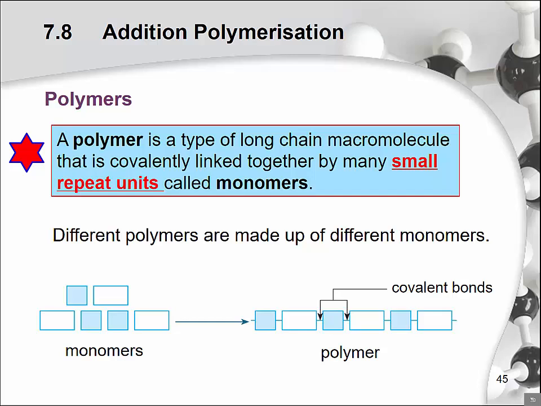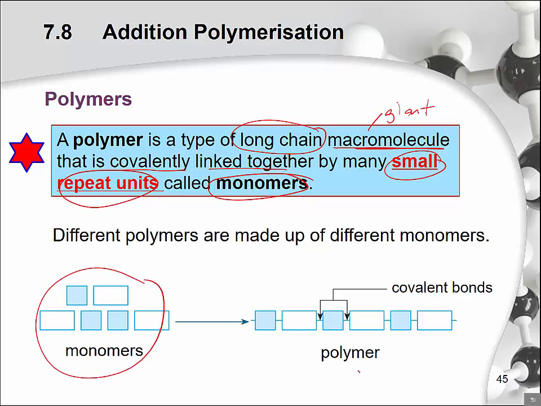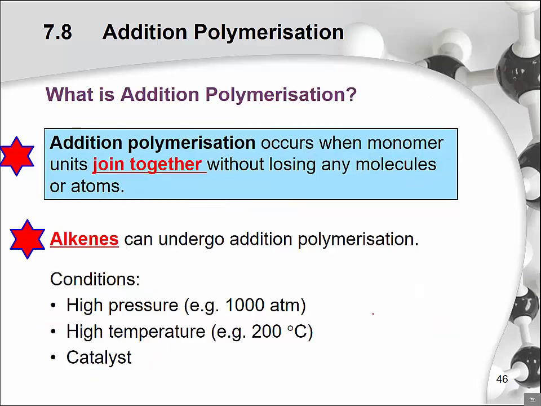Remember the definition? A polymer is a type of long chain macromolecule. Macro means giant. Okay, giant molecule that is covalently linked together, joined together. If you can't spell the word link, just say join, by many small repeat units called monomers. So when you have many small repeating same kind of unit joined together, the small unit is called monomer, and the one that's joined together to form big one is called polymer. So you have many monomers, and when they are linked together by covalent bonds, it forms a polymer. So polymer is a large molecule.